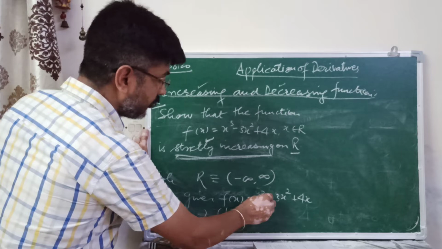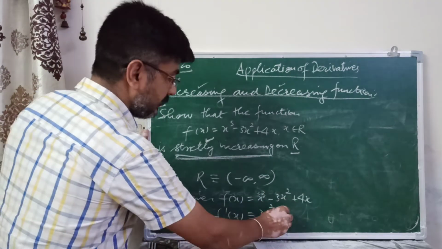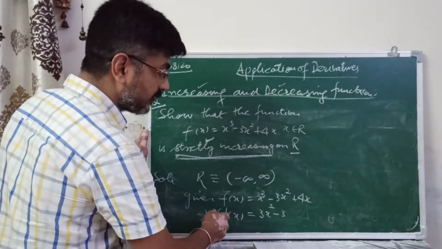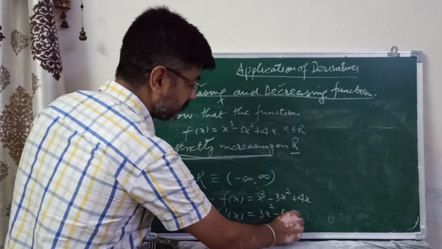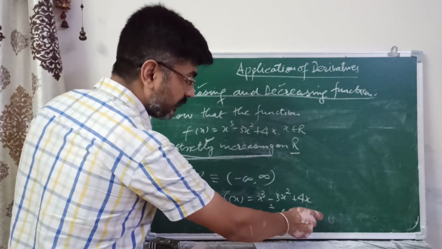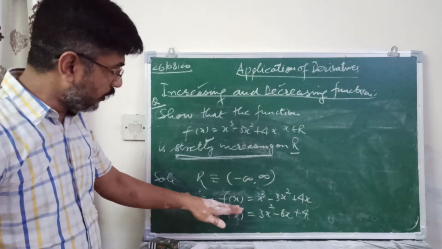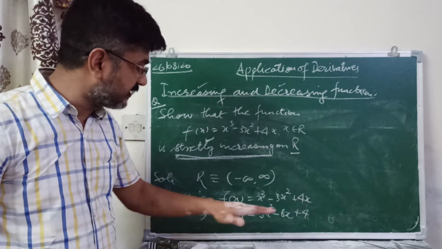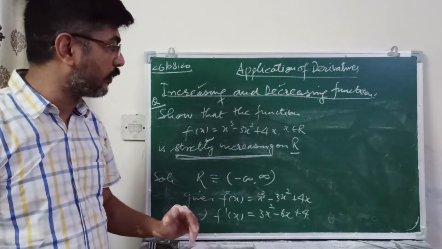Differentiate this. The differentiation of x cube is 3x square. The differentiation of x square is 2x, so it becomes minus 6x. 4 is a constant, and the differentiation of x is 1, so it becomes 4 into 1, which is 4. So if f(x) is given this, then f dash x becomes 3x square minus 6x plus 4.